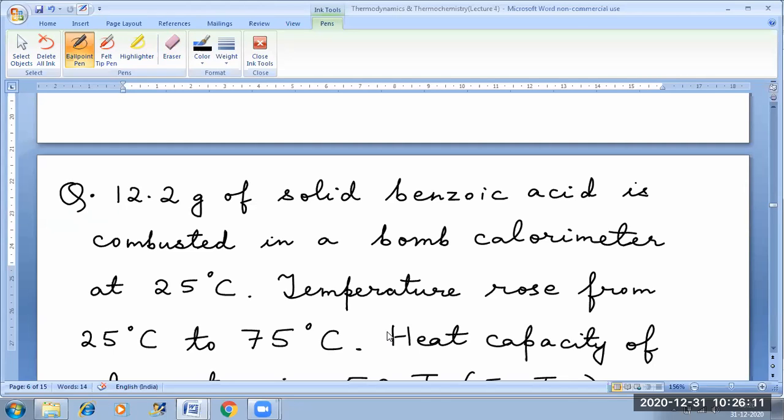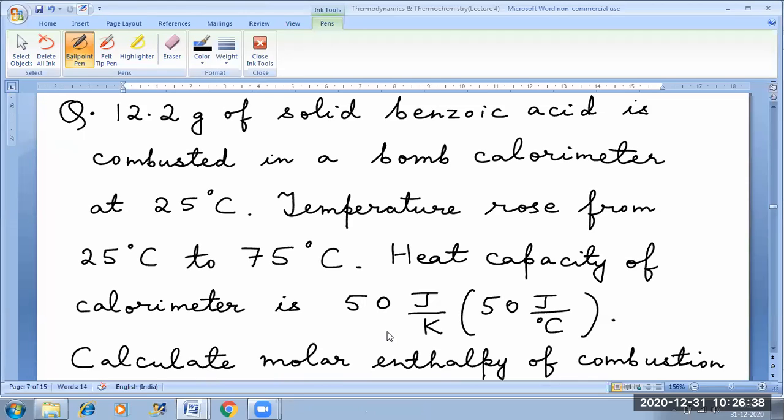Bomb calorimeter has been given. Temperature is 25 degrees Celsius before the reaction. Now remember, whatever is the temperature before the reaction is nothing but the temperature of the reaction. That means the reaction happens at that temperature. Calorimeter constant is given. Heat capacity of calorimeter is given to you.